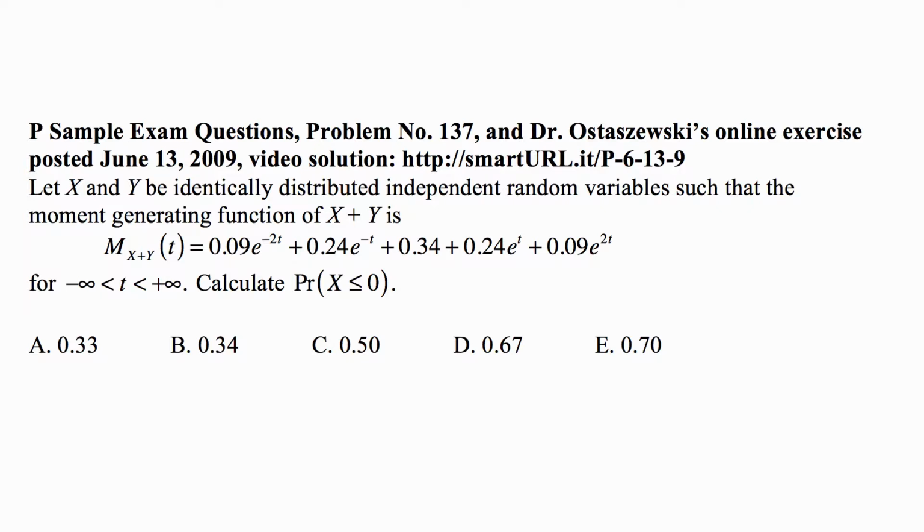For exam P on probability, let X and Y be identically distributed independent random variables such that the moment-generating function of X plus Y is M sub X plus Y of t equal to 0.09 e to the minus 2t plus 0.24 e to the minus t plus 0.34 plus 0.24 e to the t plus 0.09 e to the 2t for t between minus infinity and plus infinity. Calculate the probability that X is less than or equal to 0.